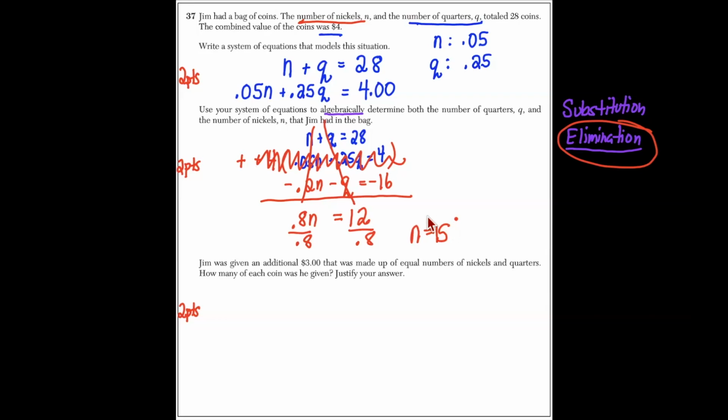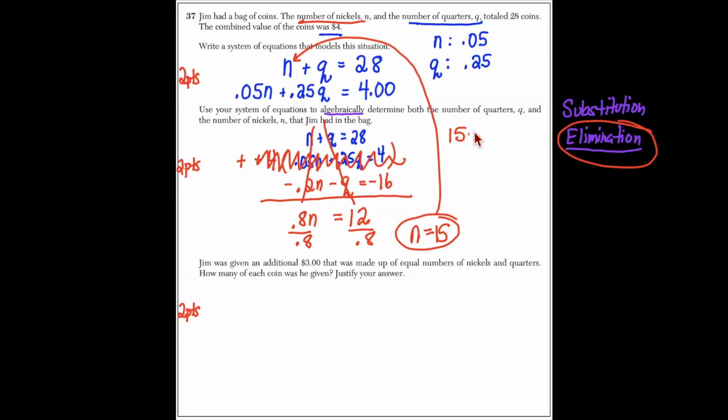And the mistake some students make is stopping right here. Okay, I'm not done yet, right? This here is just the number of nickels. So what do I still need, right? The quarters. At this point, I substitute back into one of my other equations.